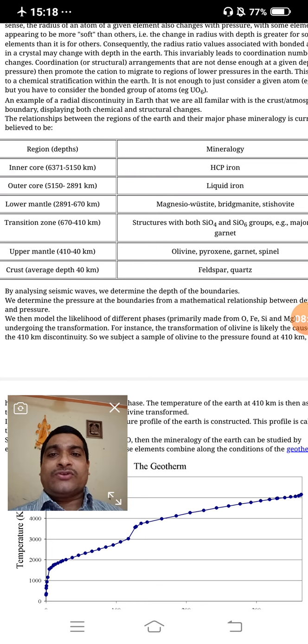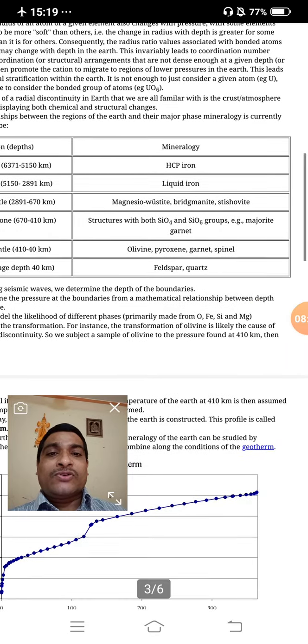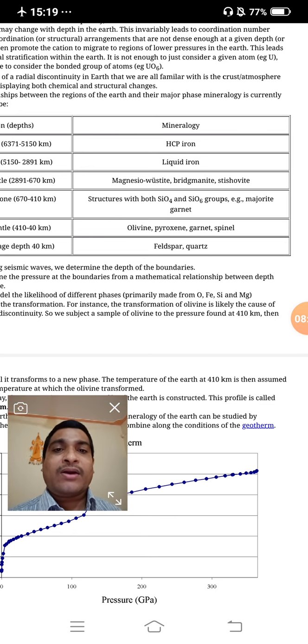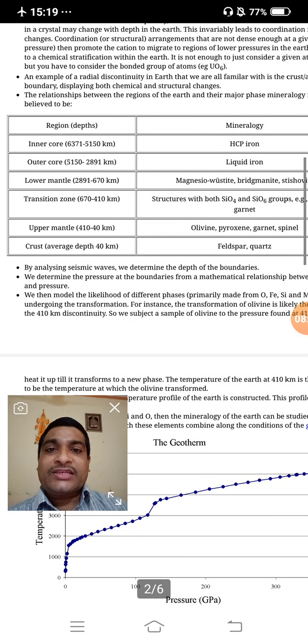And the transition zone. What is meant by transition zone? The transition zone separates the upper mantle from the lower mantle, and it varies from 410 to 670 km. It mostly consists of structures with silica group minerals, and the majority is garnet. Majority of the garnet is present in this transition zone.